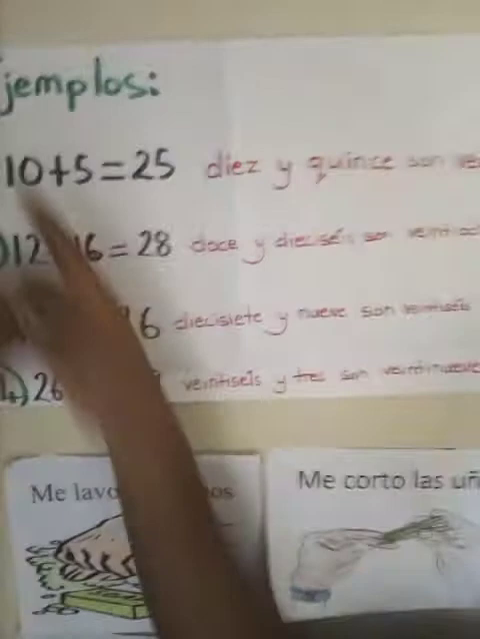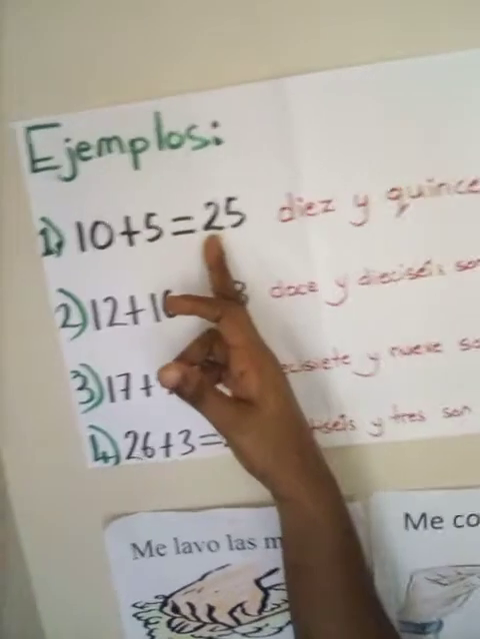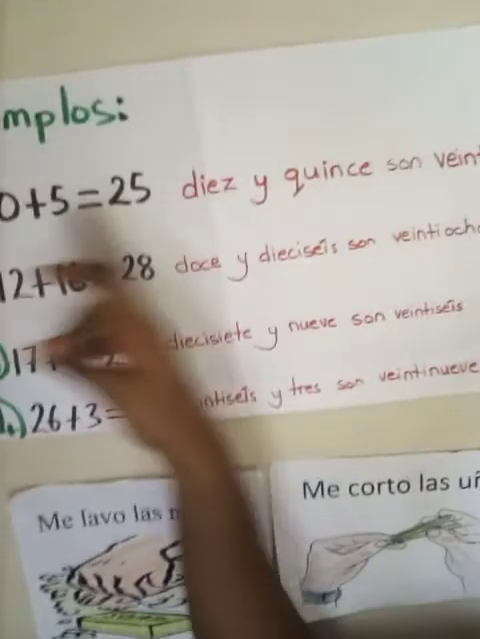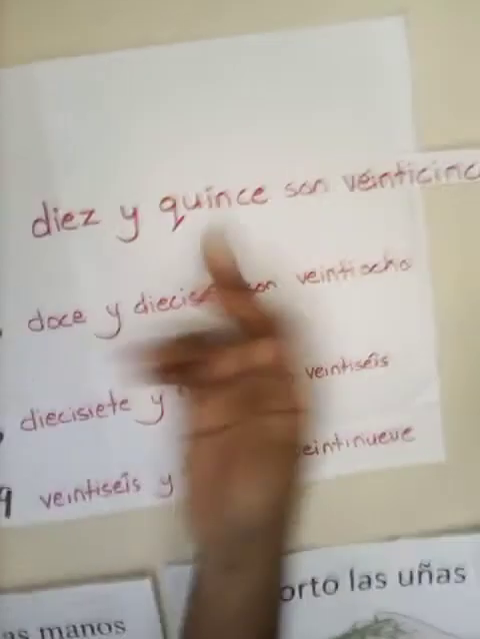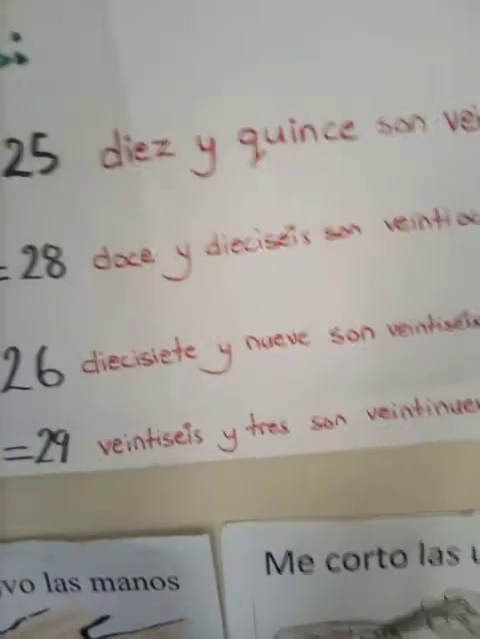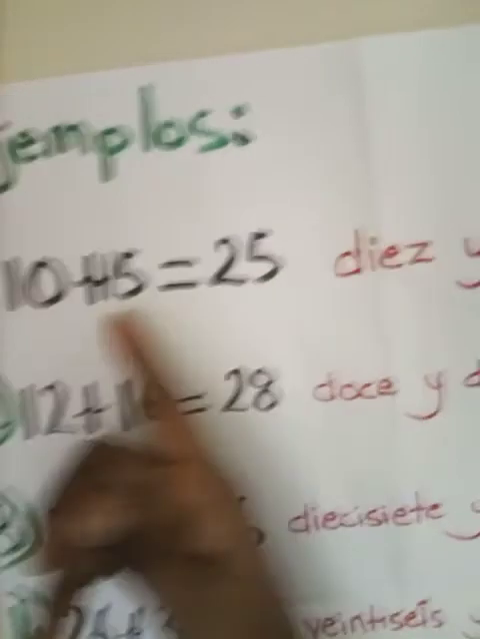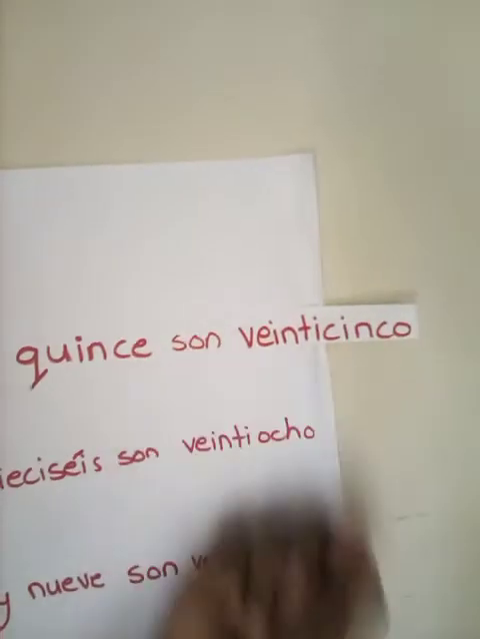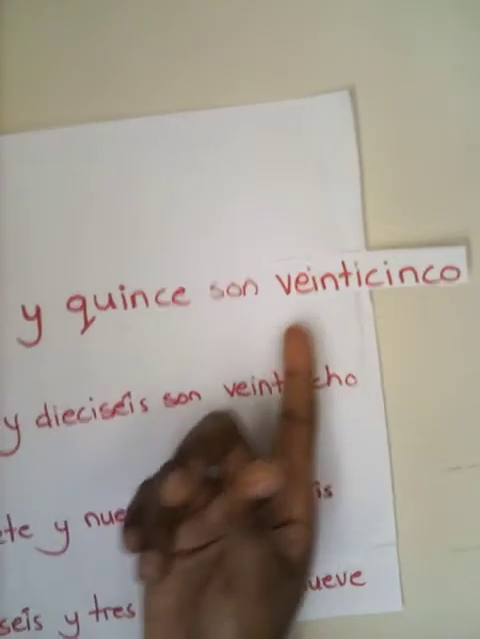So we're adding today, and I'm going to be giving you some examples right here. So this says ejemplos, and ejemplos means examples. The first one says 10 plus 5 equals 25. Now, what is 10 in Spanish? 10 is diez. To add, you say y, and 5 is cinco. So 10 plus, I'm sorry, this is actually supposed to be 15, guys. Let me just fix it for you. Lo siento, I'm sorry about that. So it's 10 plus 15 equals 25. So 15 is quince, and then 25 is veinticinco. So it would read diez y quince son veinticinco.